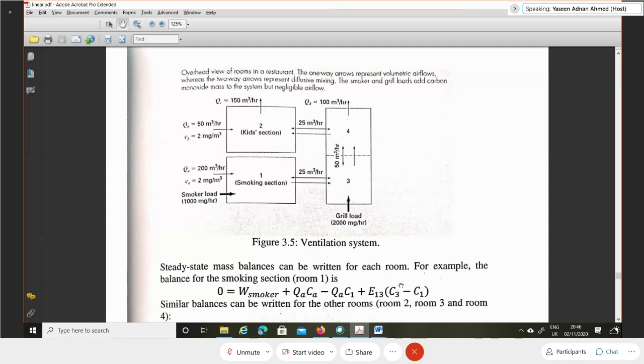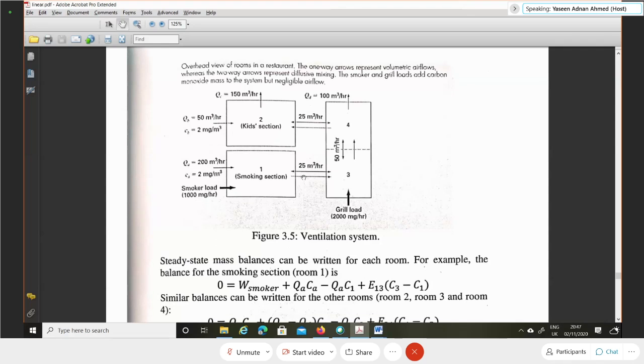That is the resultant going out, because something is coming and something is going. So what is the resultant going out? That should be C3 minus C1 multiplied by, not QA, in this case we consider the mixture E13. That value should be given to you. All the values should be provided to you. This E13 is actually 25 meter cube per hour. You can see the unit is the same. But in this case we cannot use QA because it is exchanging, so that's why they use E13, that is 25.